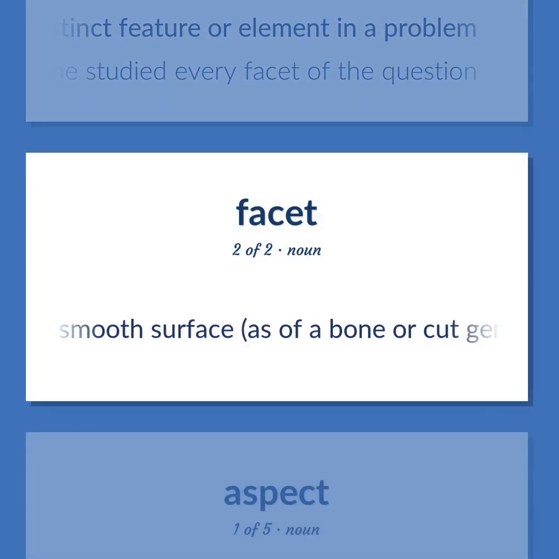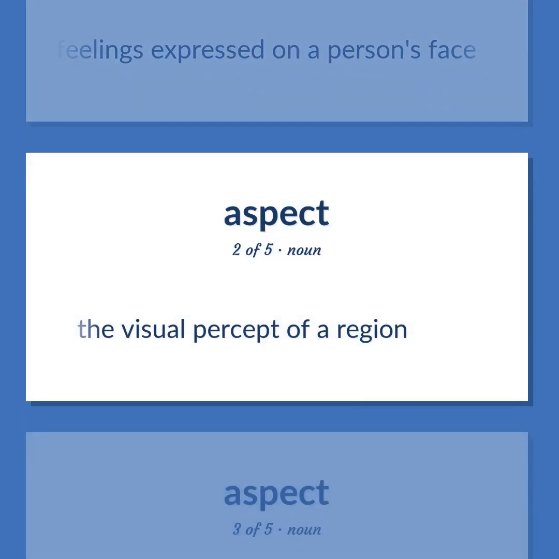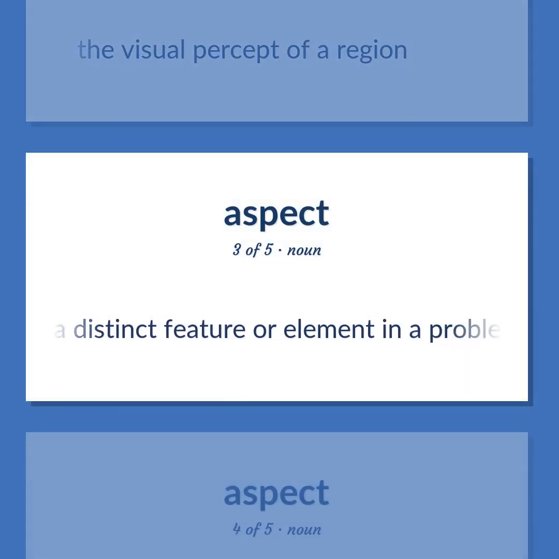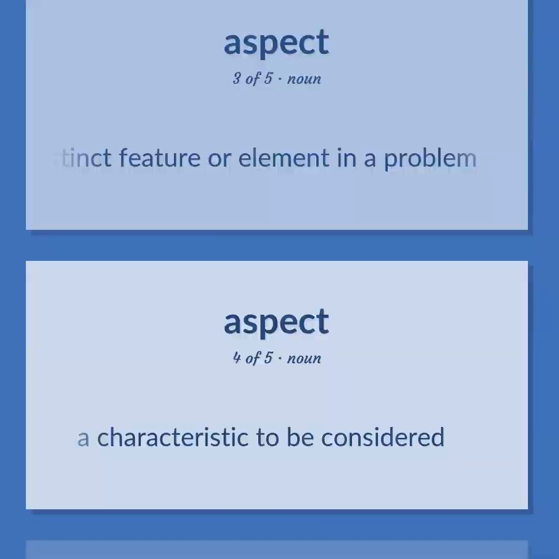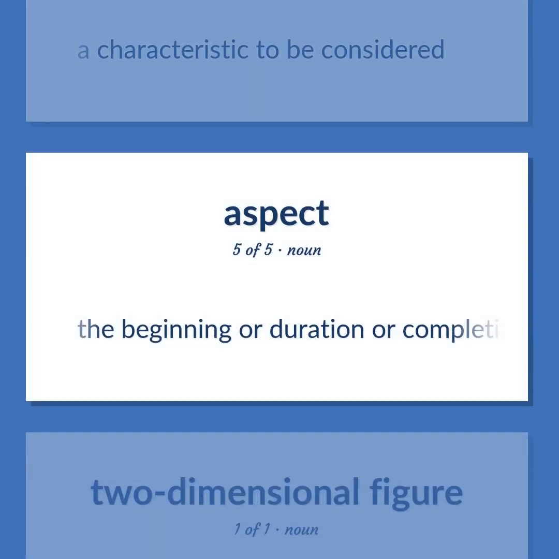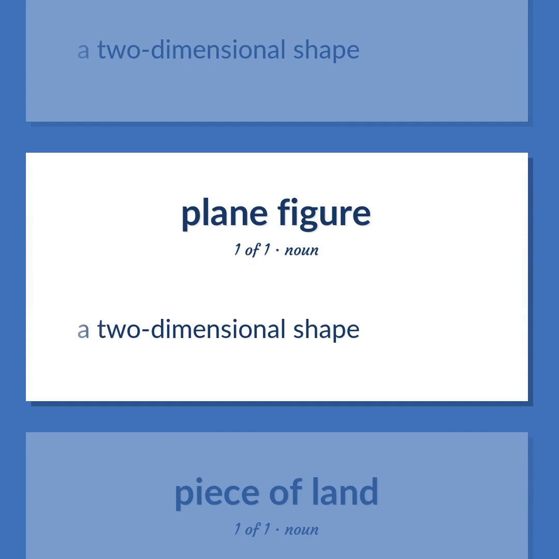A smooth surface, as of a bone or cut gemstone. The feelings expressed on a person's face. The visual percept of a region. A distinct feature or element in a problem. A characteristic to be considered. The beginning or duration or completion or repetition of the action of a verb. A two-dimensional shape.